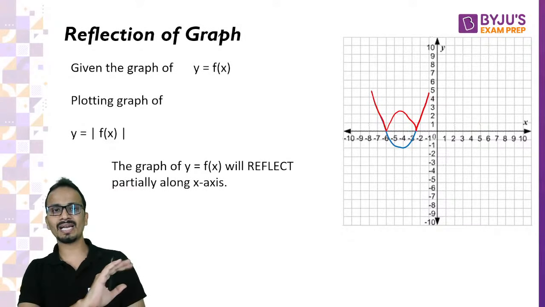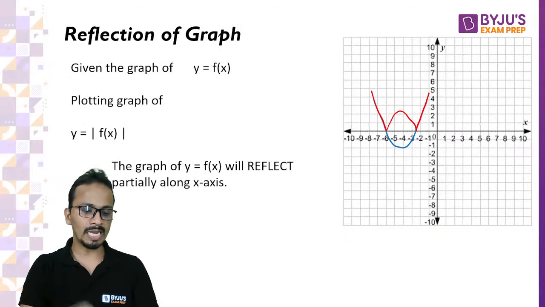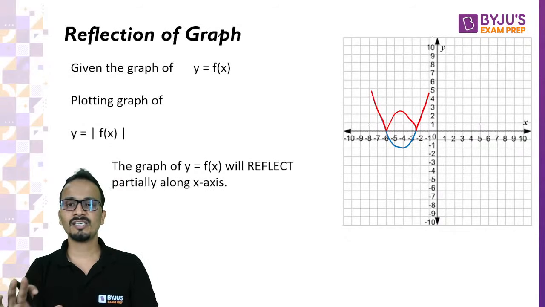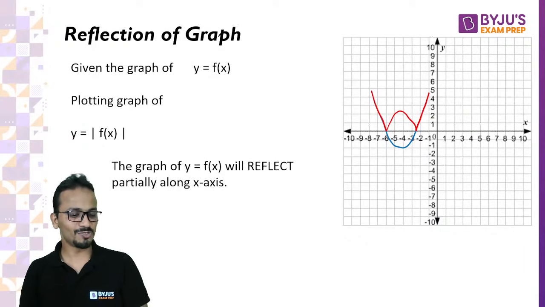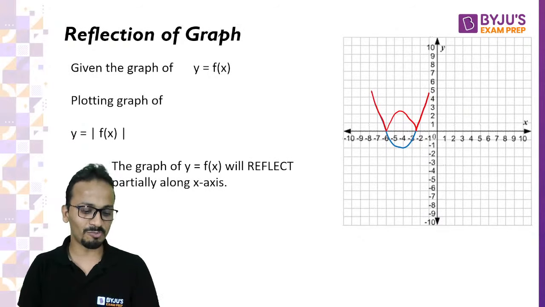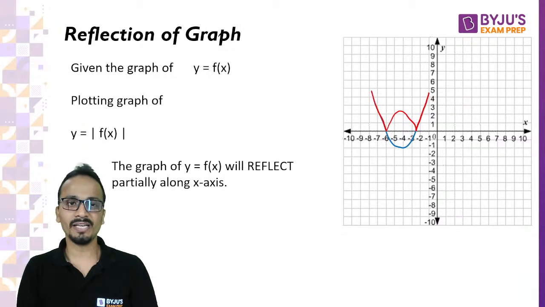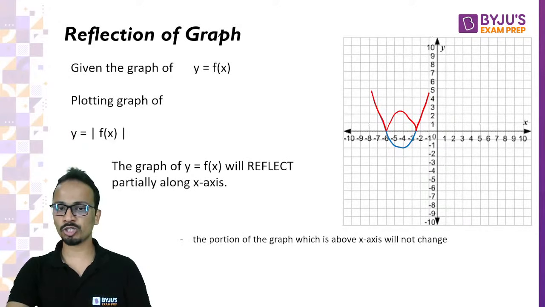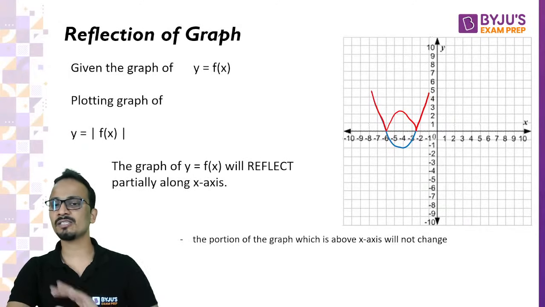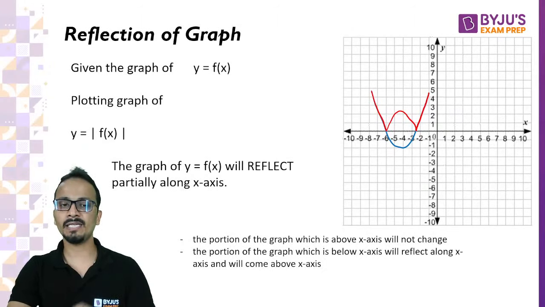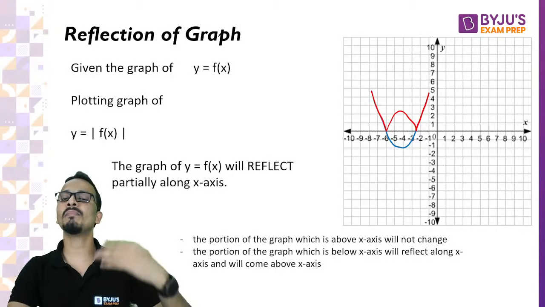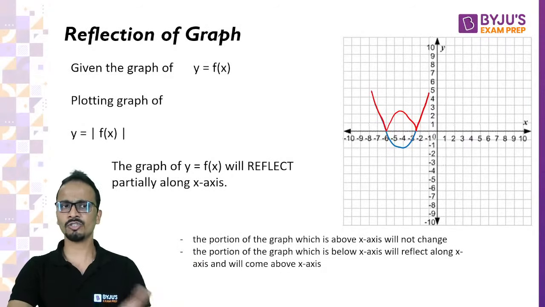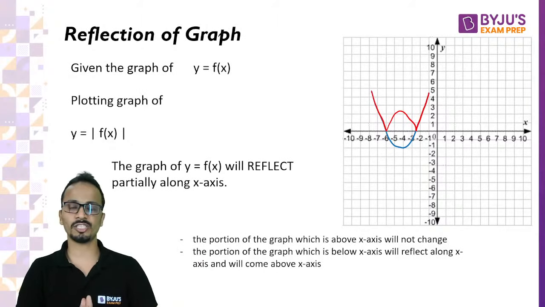Okay, so the blue graph will completely disappear and you will have a red graph. Yes, Vicky, positive vibes only for modulus. Great. Okay, so this is what will happen for the modulus function. The portion of the graph which is above x-axis will not change, and the portion of the graph which is below x-axis will reflect along x-axis and will come above x-axis. All right, so this is what happens with a modulus function.